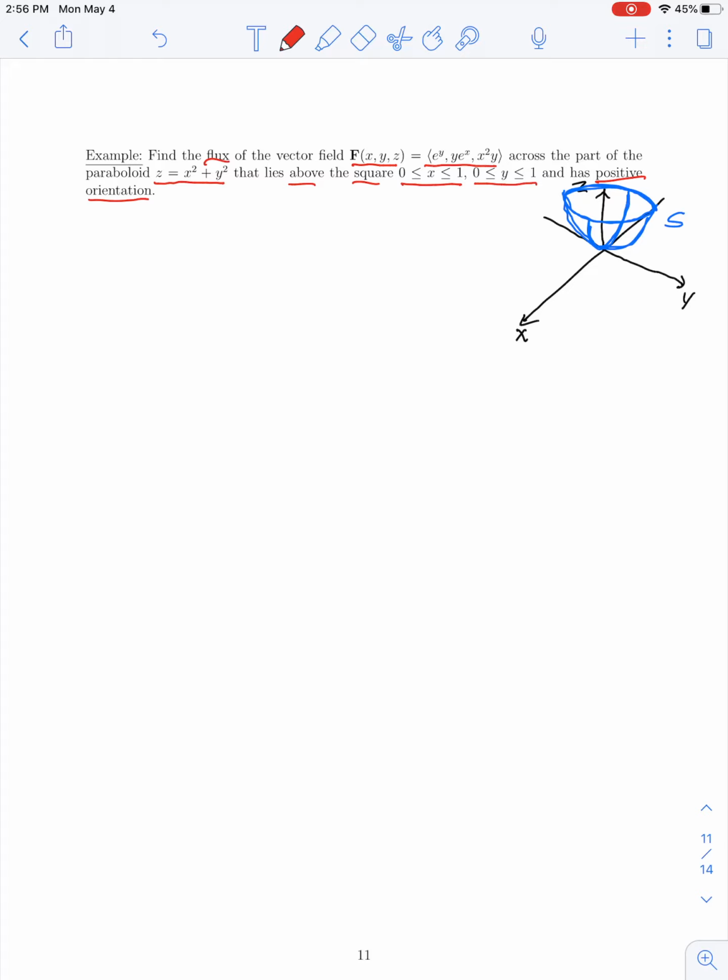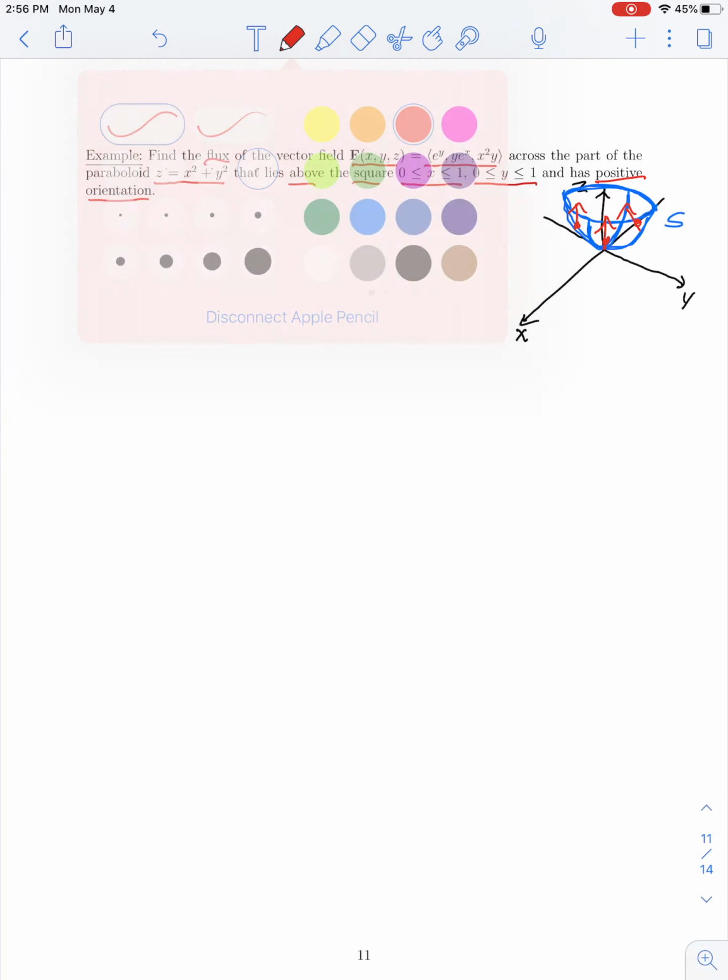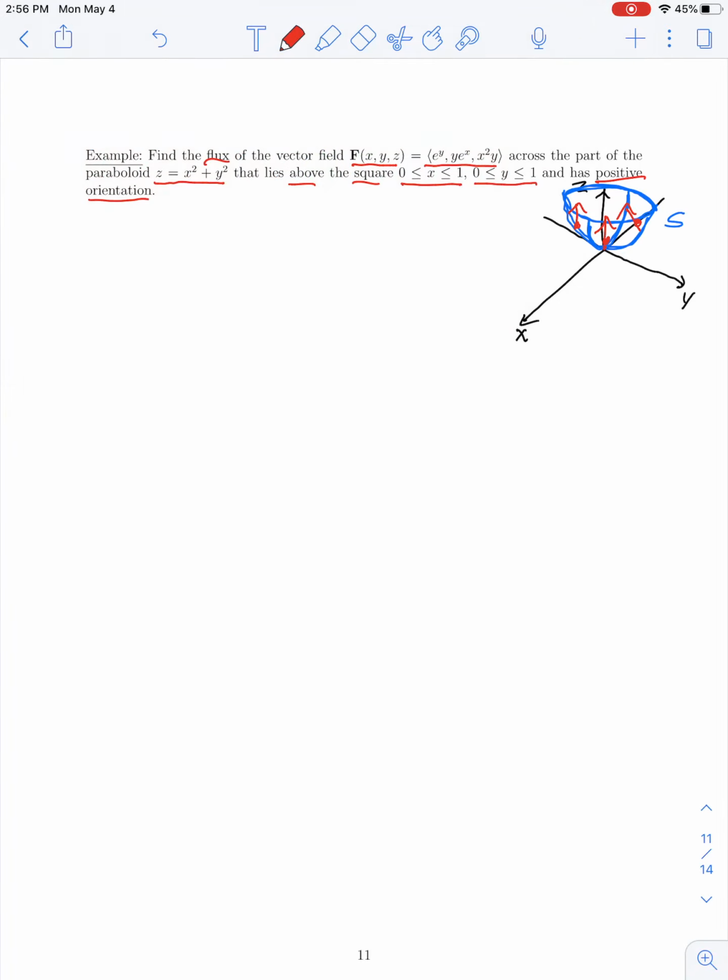So for any point on this surface S, we're looking at the upward orientation. And we're looking at just the part of that surface S which lies above some rectangular region in the xy plane, where x ranges from 0 to 1 and y ranges from 0 to 1. So we only care about the part of that paraboloid that lies above this plane region D.